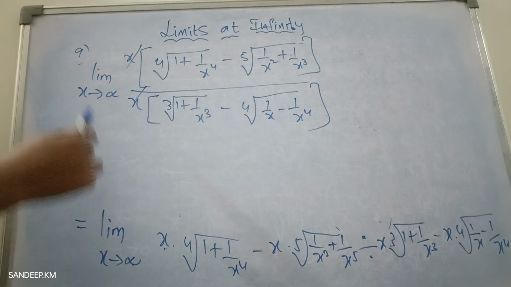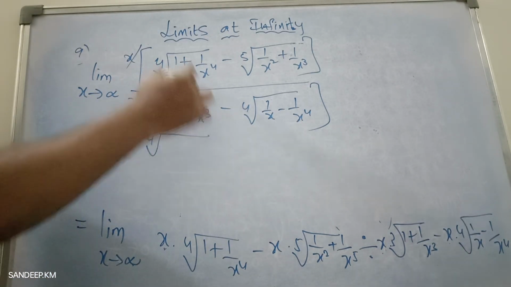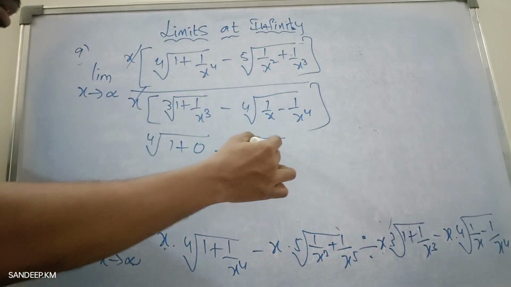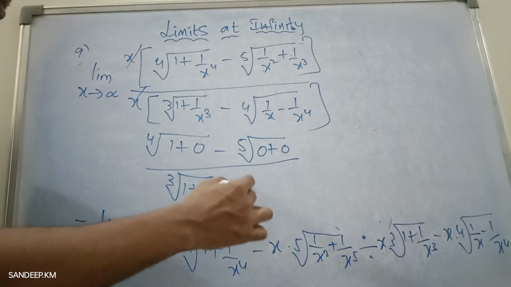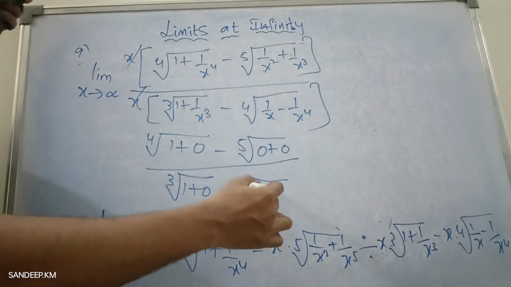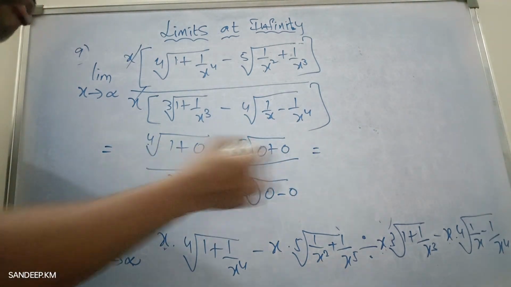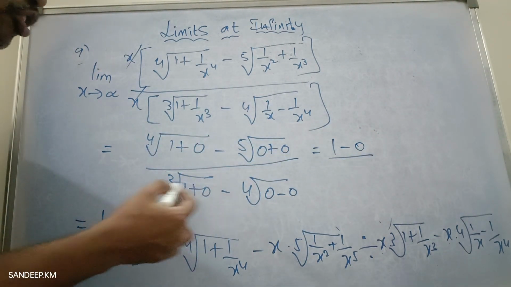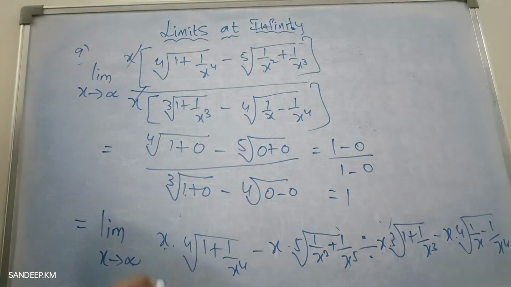Since x approaches infinity, 1 by x approaches 0 only. So, fourth root of 1 plus 0 minus fifth root of 0 plus 0, please observe, divided by cube root of 1 plus 0 minus fourth root of 0 minus 0. So what is the final answer, dear students? Fourth root of 1 is 1, minus fifth root of 0 is 0. Cube root of 1 is 1, minus fourth root of 0 is 0. The answer is 1.